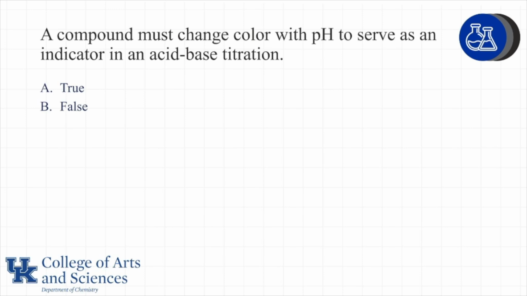A compound must change color with pH to serve as an indicator in an acid-base titration. And this statement is true. If it doesn't change color, then we have no way of knowing when we've reached that equivalence point of the reaction.